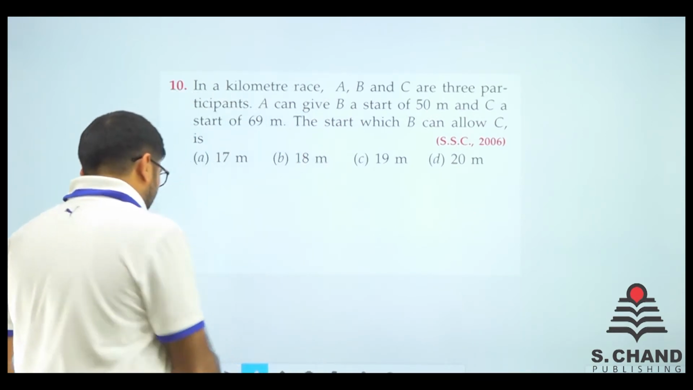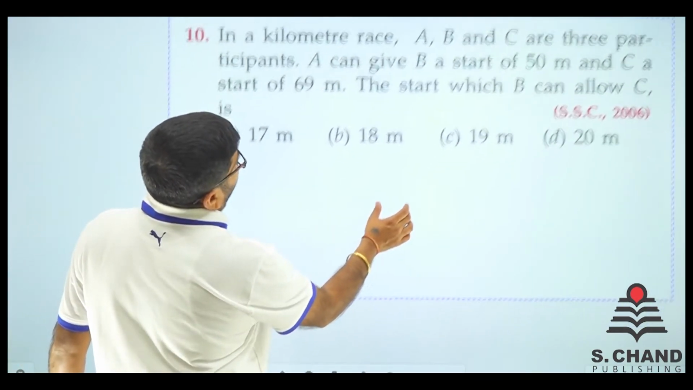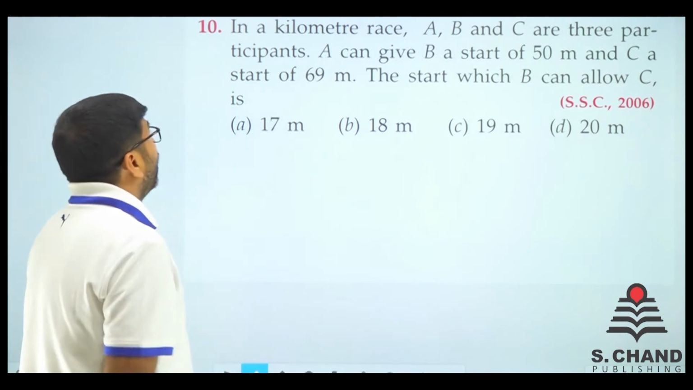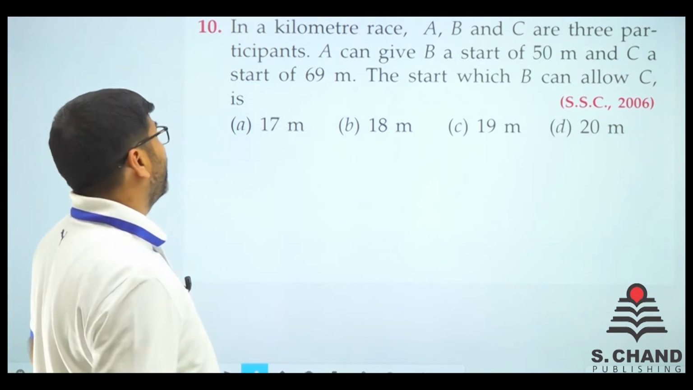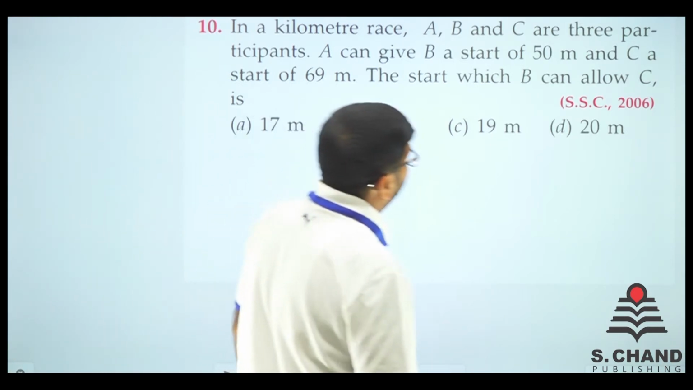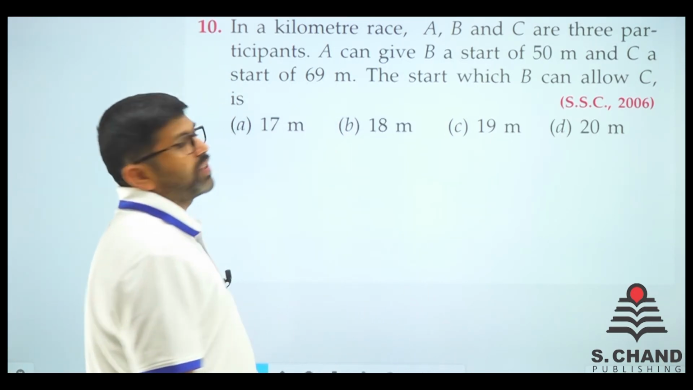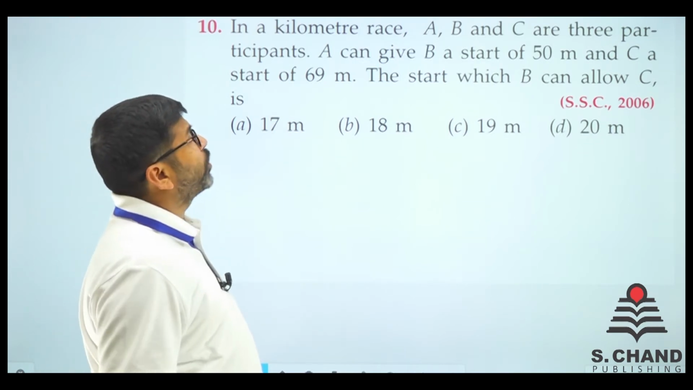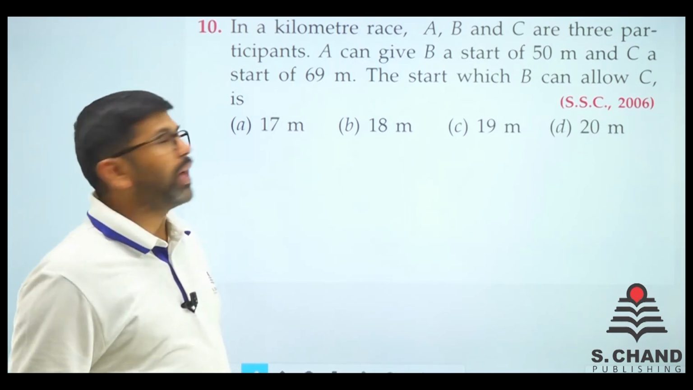That is question number 10 for you all. It is a kilometer race. Again, it is a kilometer race. In a kilometer race, A, B, C are 3 participants. Great, no issues. A can give B a start of 50 and C a start of 69. Great. The start which B can allow C, let's see what happens.